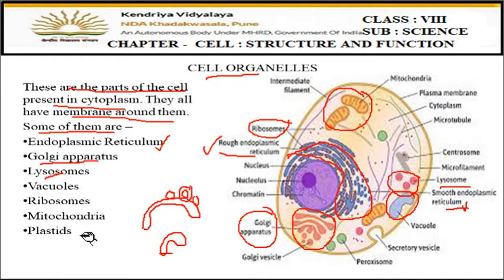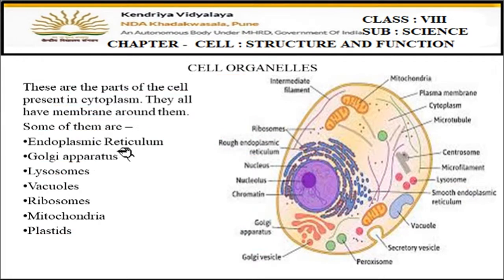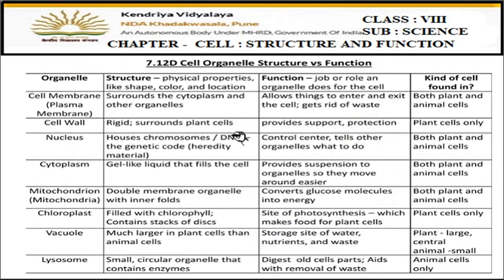Then plastids, because it's a plant cell, so plastids are also present, right? In this diagram, plastids are not seen. Like chloroplast, in which chlorophyll is present, that is a plastid. We are going to study it in later slides. So these are some of the cell organelles which are present in the cytoplasm of the cell. You do not have to learn them in detail, but you must know the names of some of the cell organelles. Now let us see the functions of some of the cell organelles, and where they are found.